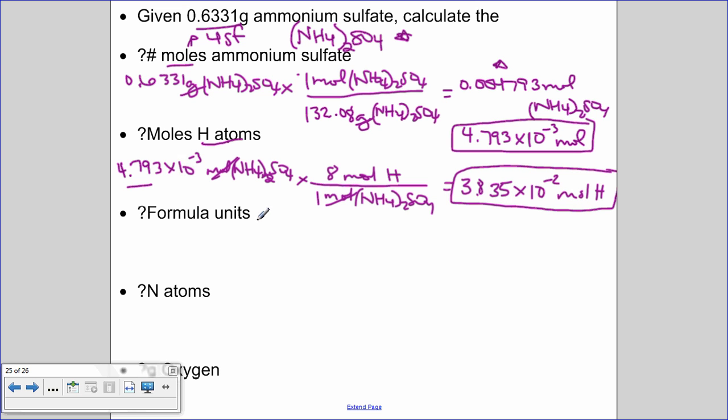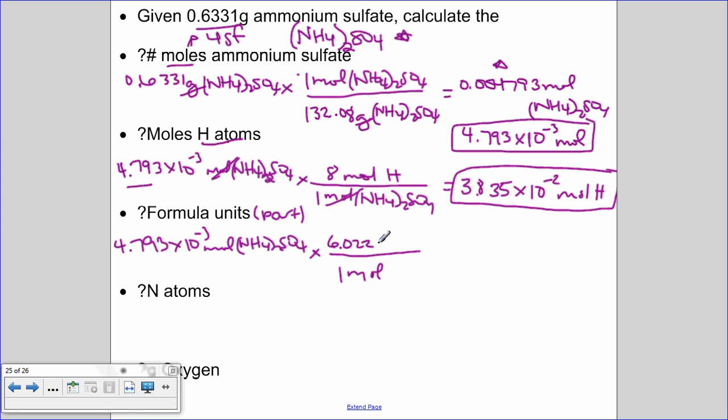All right, let's get down to formula units. And formula units is just a term used to describe an ionic compound, which is ammonium sulfate. So here we go. We're going to start with our moles, 4.793 times 10 to the negative 3 moles of ammonium sulfate. And when I say formula units, you should be thinking particles. Particles is going to be related to Avogadro's number, meaning 1 mole of any substance contains 6.022 times 10 to the 23 formula units of (NH4)2SO4.